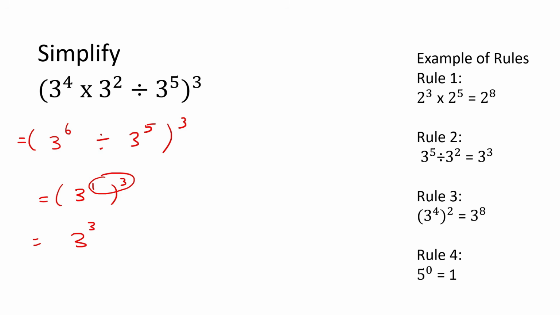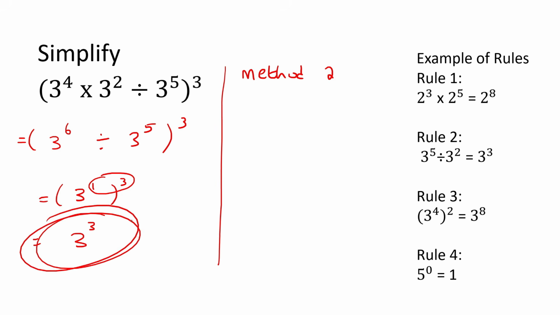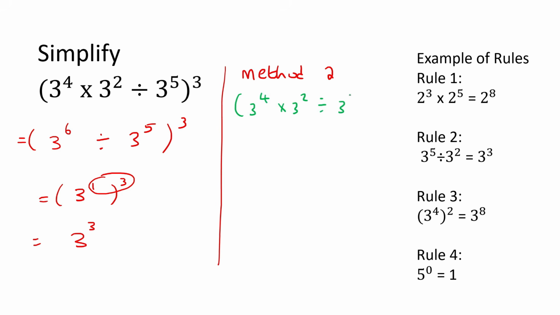Now, what if you wanted to do this in a different way? For those of you that are happy with this, you can go ahead to the next one. But for those of you that wanted to try it in a different way, what you could do is 3 to the 4 times 3 to the 2 divided by 3 to the 5. Maybe because you looked at this and said, that looks like this. That's absolutely fine. So we take this one, and what do we do with these numbers? You multiply them.